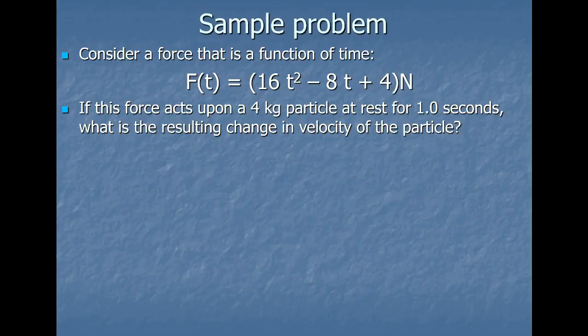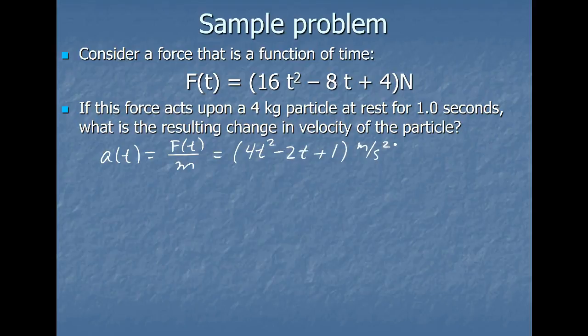So here's another force that is a function of time, and we want to find the change in velocity if we have a 4 kilogram particle, which this force acts on for 1 second. So we do pretty much the same thing. First we find the acceleration by taking f of t and dividing by the mass. A mass of 4 means that we're going to have 4t squared minus 2t plus 1 meters per second squared. And so to get the velocity, v of t is going to be the integral of a of t dt, so that would be the integral of 4t squared minus 2t plus 1 dt.